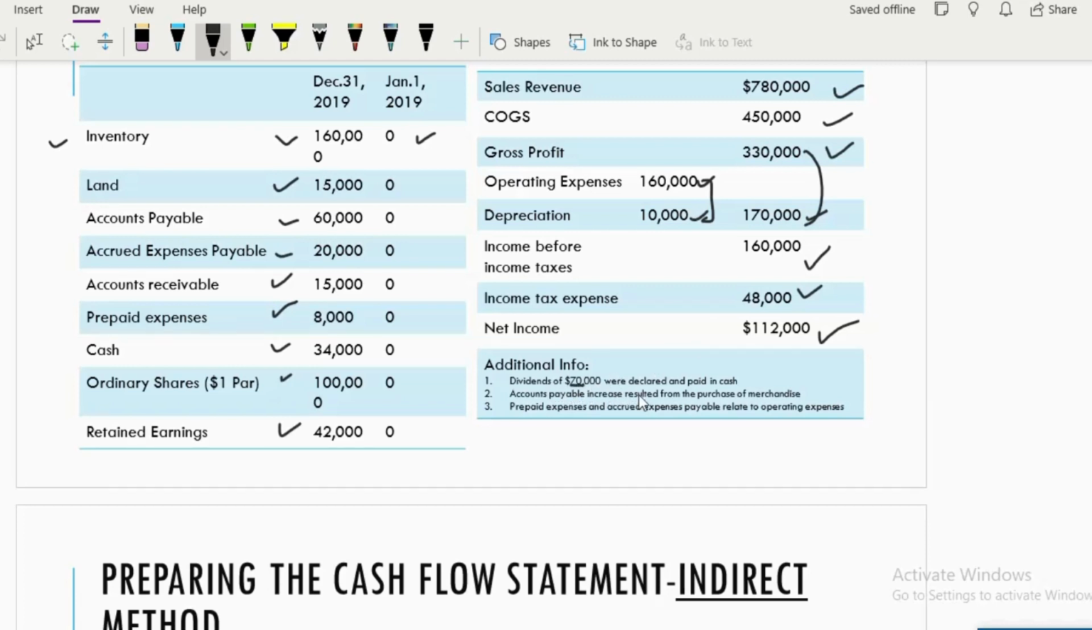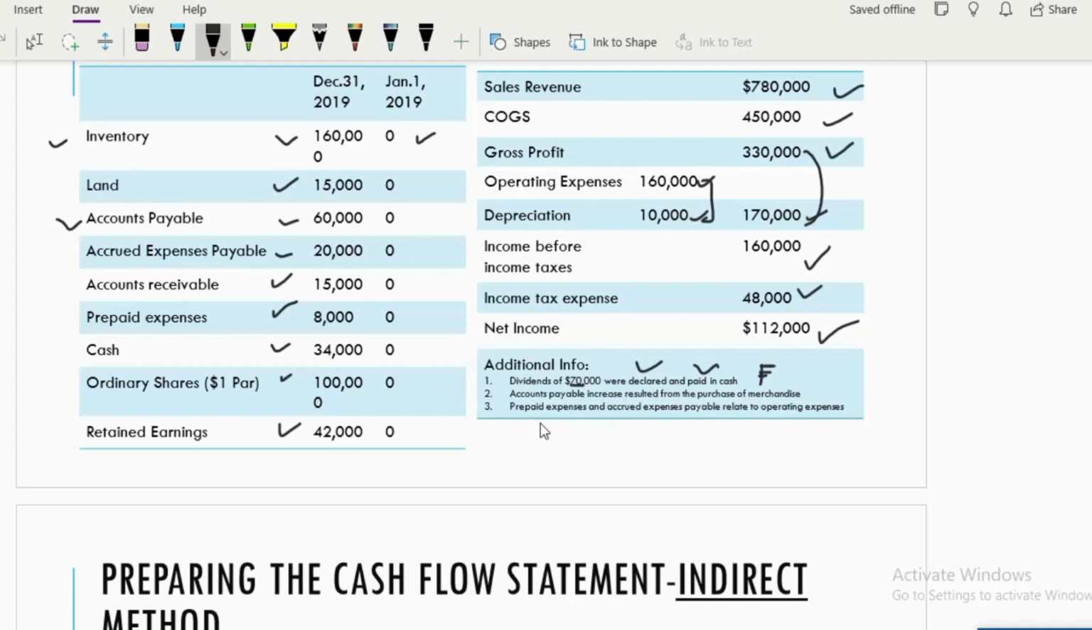Dividends of 70,000 were declared and paid, so it will be mentioned in the financing activity section. As I said, dividend payments are part of financing activity. Accounts payable increases resulting from the purchase of merchandise. Where are accounts payable here? So they increase because they purchased the merchandise on account. So some of the inventory purchases were on an account basis, so we are going to consider it when we calculate the inventory cash payments.